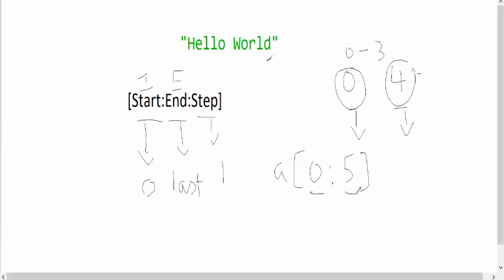I told you all these three numbers are optional, so if you don't give it, the default value of step is 1. Then 0 is included, 5 is not included, so you have to take from 0 to 4. Let us take the index: this is index 0, and this is 1, 2, 3 and 4. So you will get the value hello as the output.